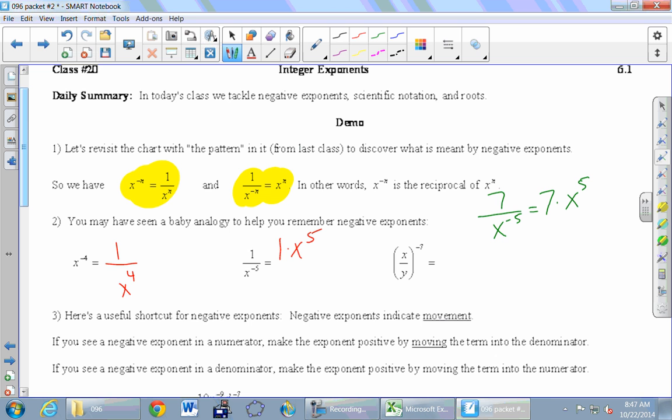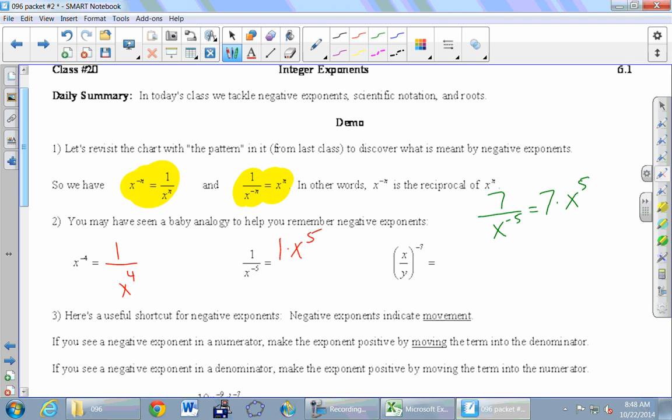Okay, and now here's a third property, this x over y to the negative 7. It's a fraction to the negative power. You can apply the properties here in yellow, but I'm just going to give you a shortcut that I strongly recommend you just kind of memorize and use, is that if you have a fraction raised to the negative power, you flip the whole fraction and make it a positive power.